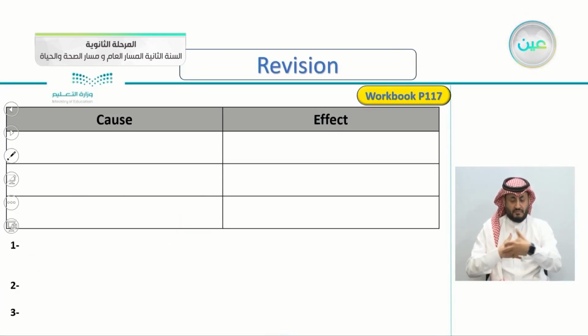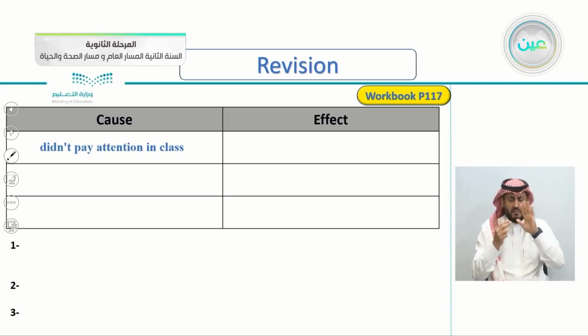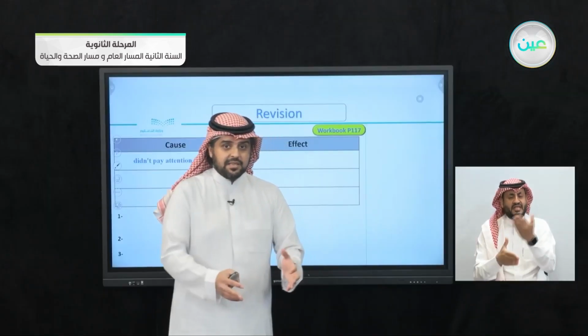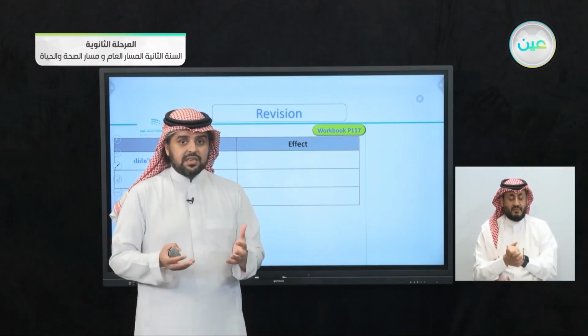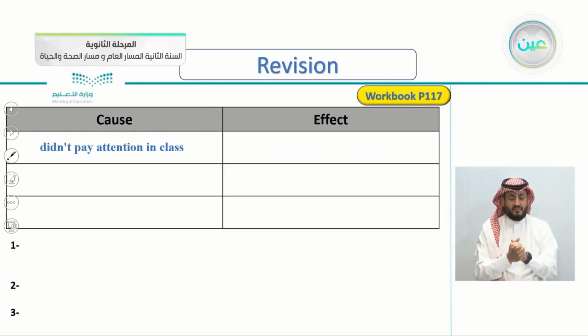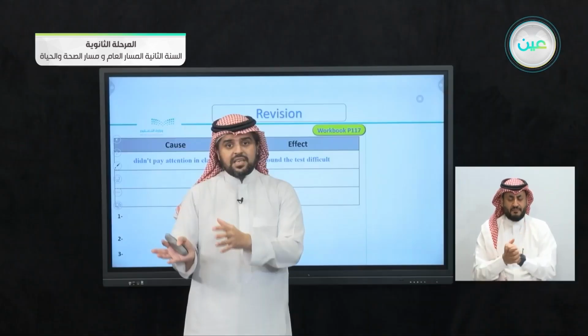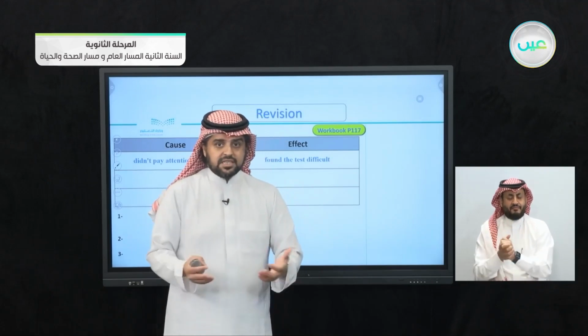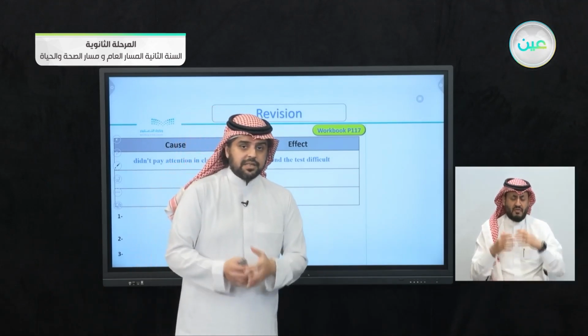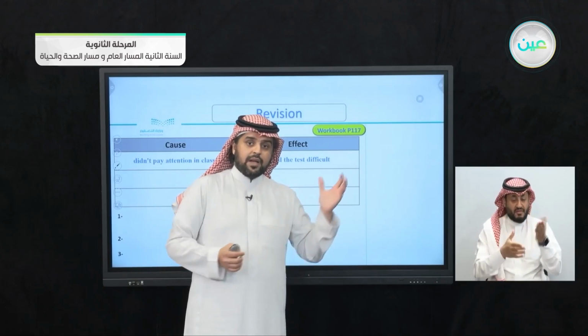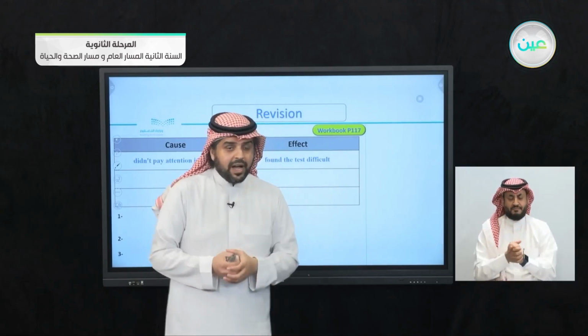So this is the cause and effect chart. Then we of course will be writing here three sentences. So for example, the first one, the cause: didn't pay attention in class. That's why they're having a hard time in the test. This is the cause. The effect: they found the test difficult. So cause and effect. You can tell from the picture that maybe the student didn't pay attention in the class. That's why they found the test difficult.